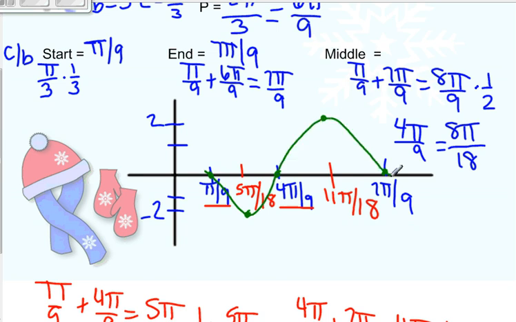Okay, you have one more example on your sheet. I want you to give that one a try. If you have questions about that one, feel free to ask.